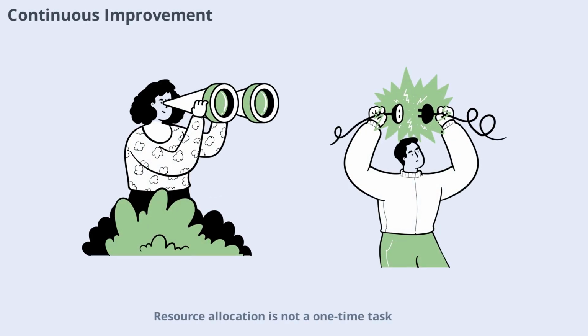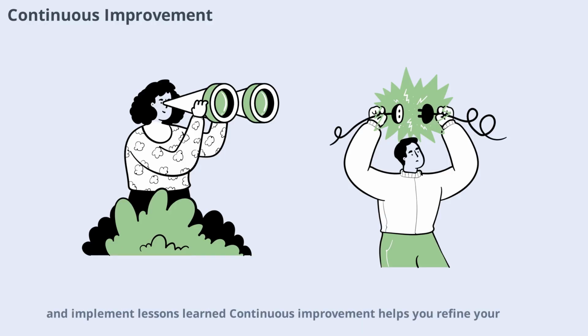Resource allocation is not a one-time task. Regularly review your processes and look for ways to improve. Gather feedback from your team, analyze project outcomes, and implement lessons learned. Continuous improvement helps you refine your strategies and achieve better results over time.